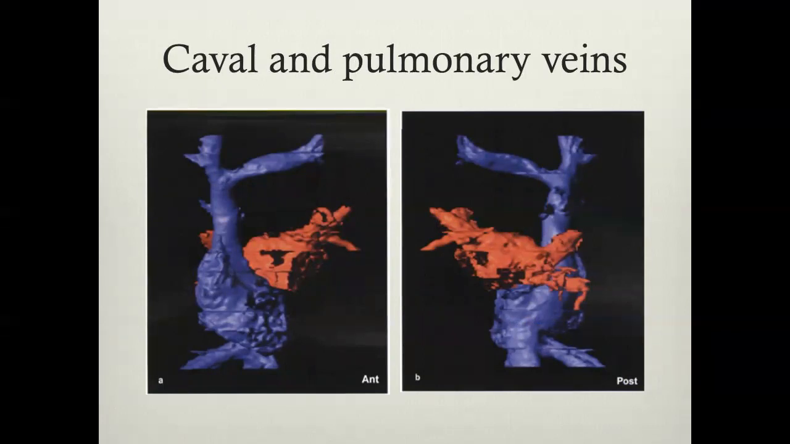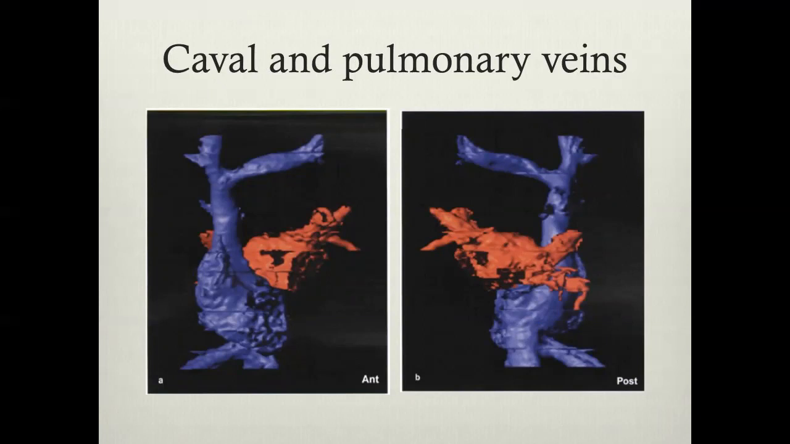All right, have you thought about it yet? Jessica, what is this? That's the SVC, and this? Brachiocephalic vein coming in, okay, all right. And we got the IVC here, and the right atrium, and this? Left atrium with pulmonary veins coming in.